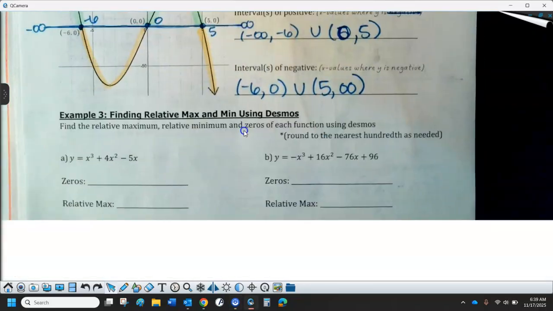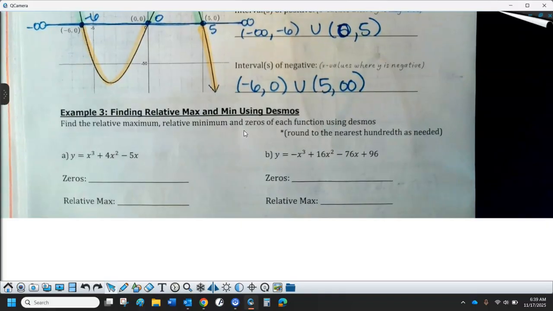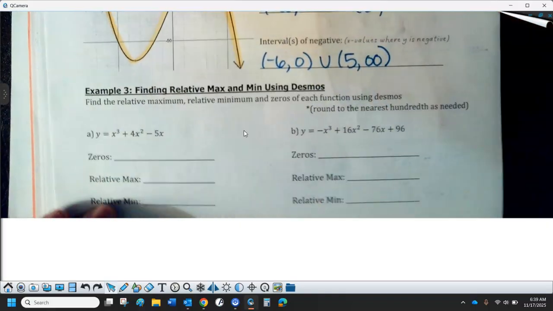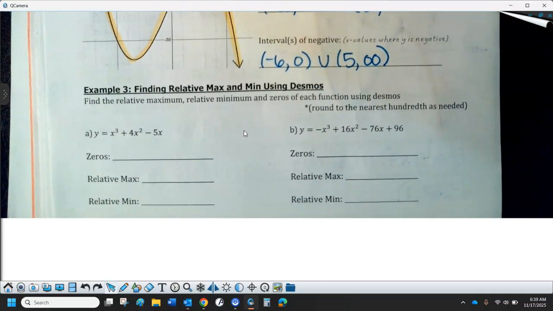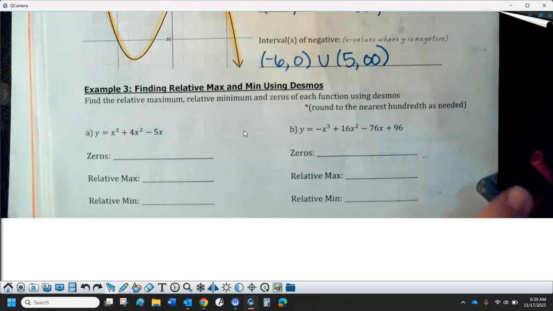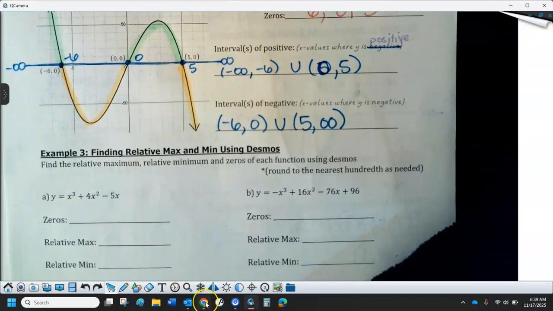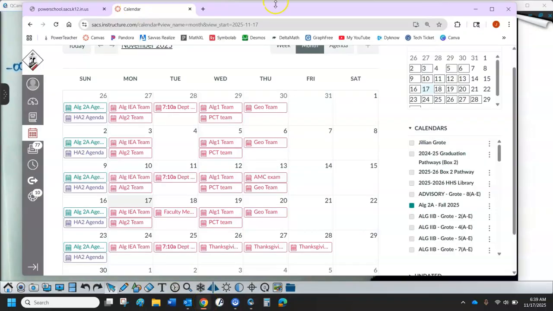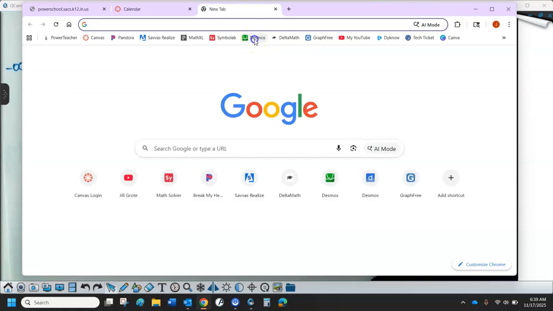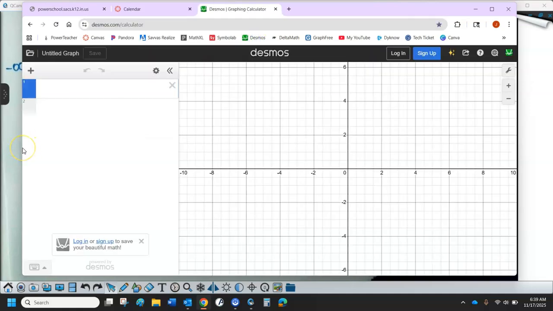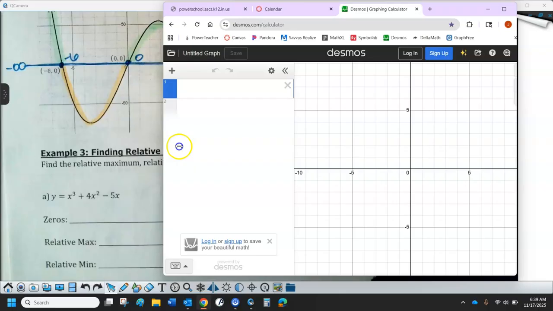Okay, now these last two, we are actually just going to use Desmos for. So let me pull this to the side, and it says, kind of like we've been doing today, round to the nearest hundredth. So let me pull up my Desmos here real quick, and we're just going to do this on Desmos so you guys can practice with this.